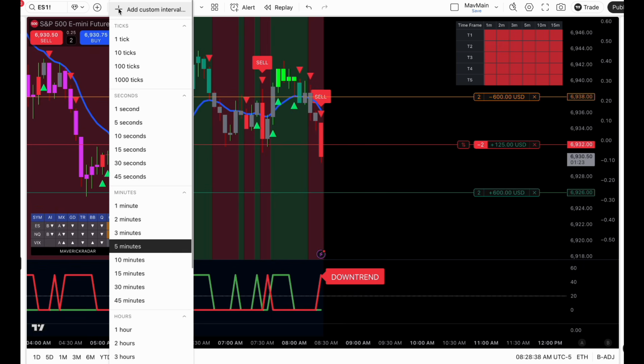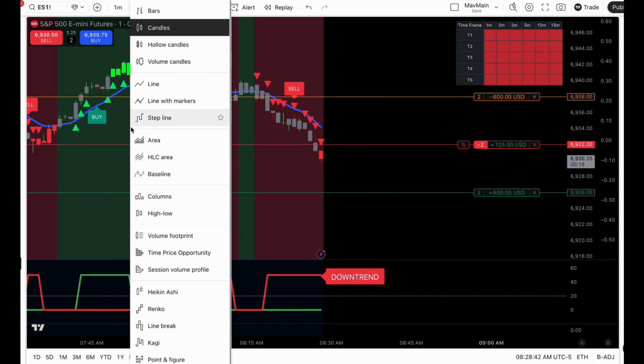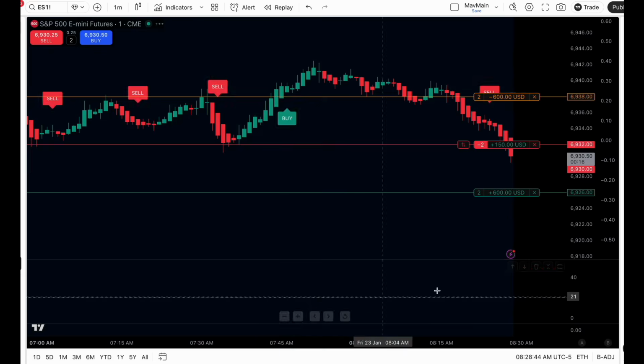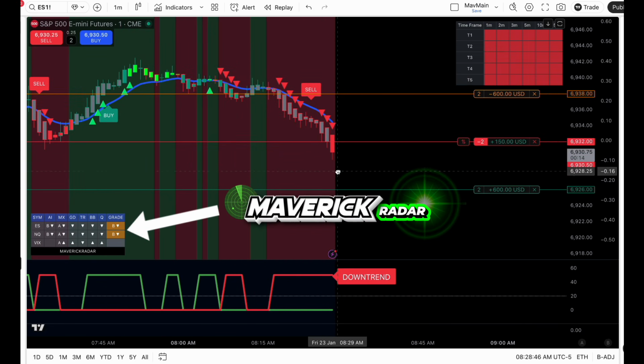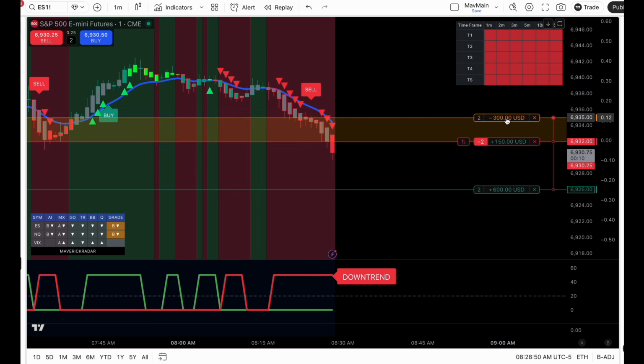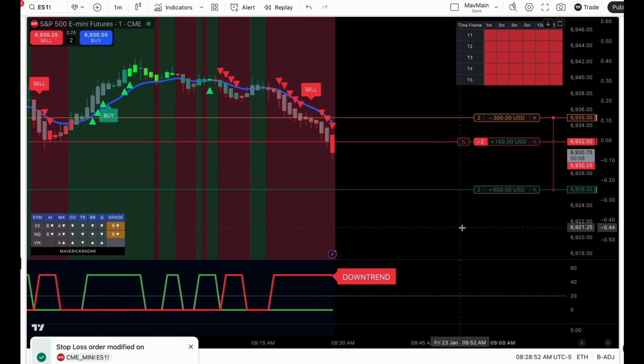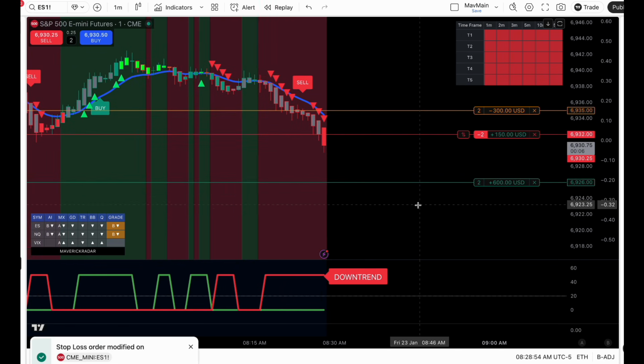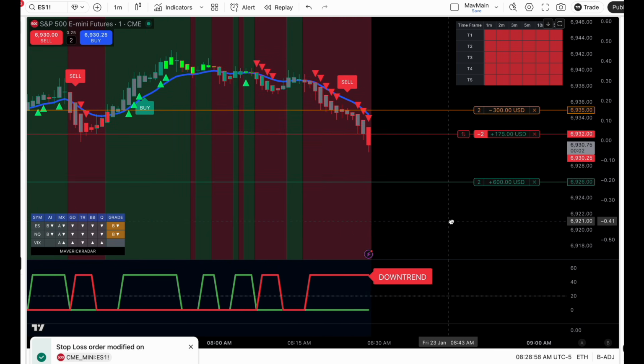Next here. So we're continuing to test the Maverick radar. All right, this is what I want right here. So we're gonna go 3 to 1, 1 to 2. What am I talking about? 3 to 1. So why are we in this trade? Let's walk through this real quick.